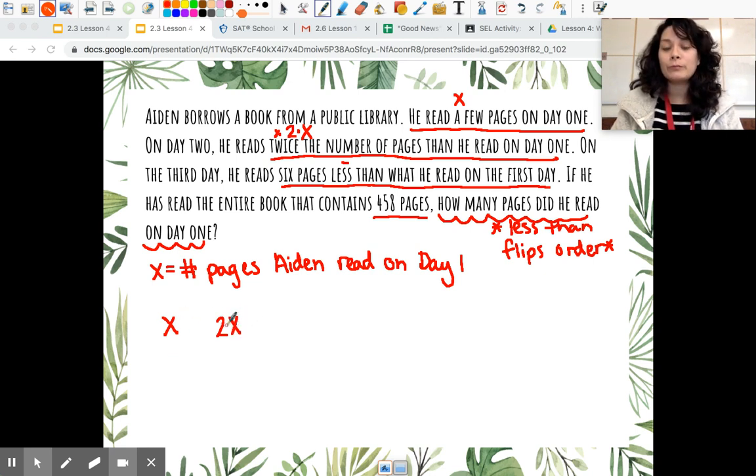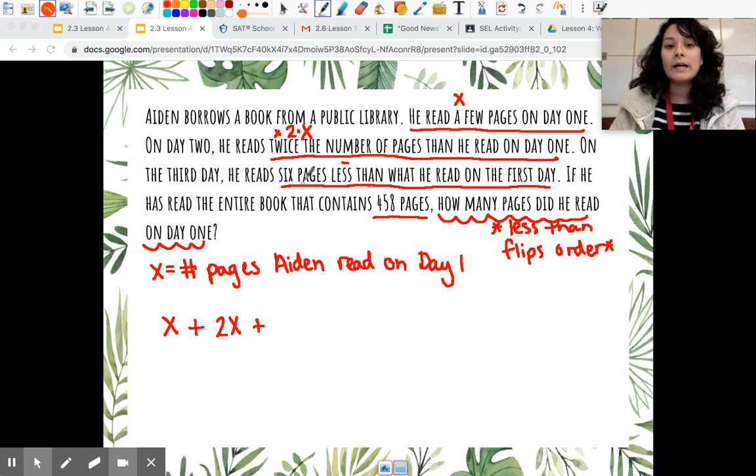And to get the number of pages he read across both of those days, we would add these 2 expressions together. And of course, to get the total number of pages he read, which is the 458, we would have to add how many pages he read on the third day. Well, let's see what he read on the third day. So I'm going to go back and reread it.